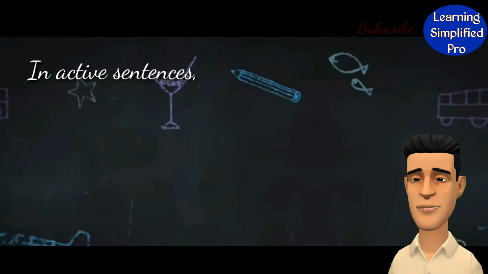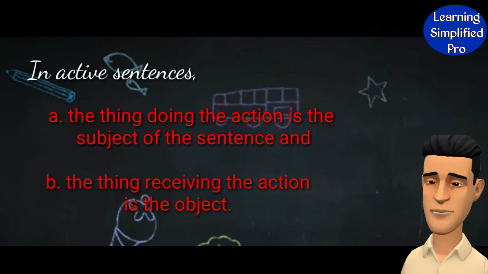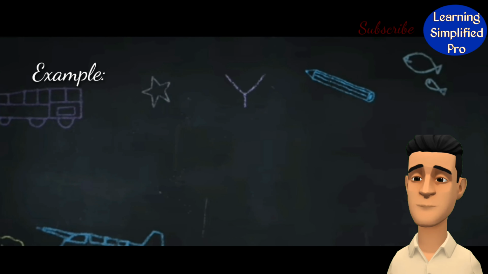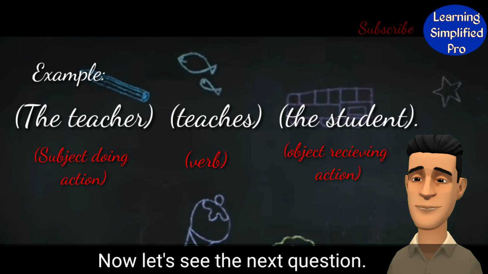In active sentences, the thing doing the action is the subject of the sentence, and the thing receiving the action is the object. Example: the teacher teaches the student. Now let's see the next question.